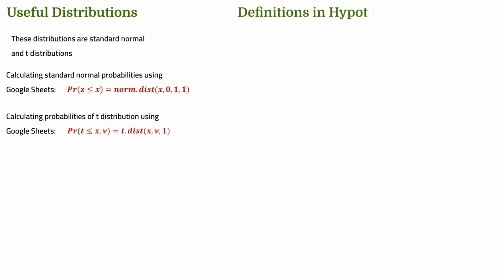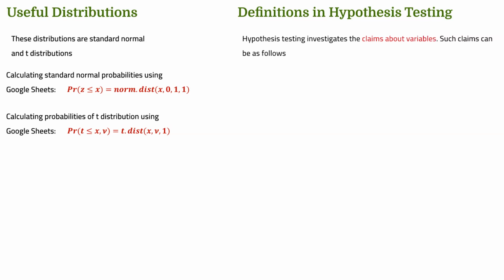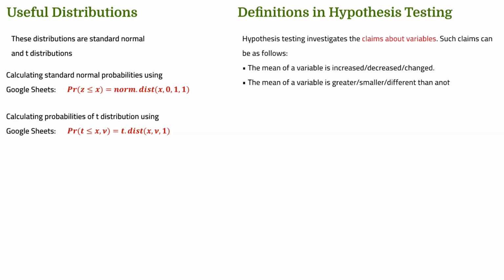Definitions in hypothesis testing. Hypothesis testing investigates the claims about variables. Such claims can be as follows. The mean of a variable is increased, decreased, or changed. The mean of a variable is greater, smaller, different than another variable.